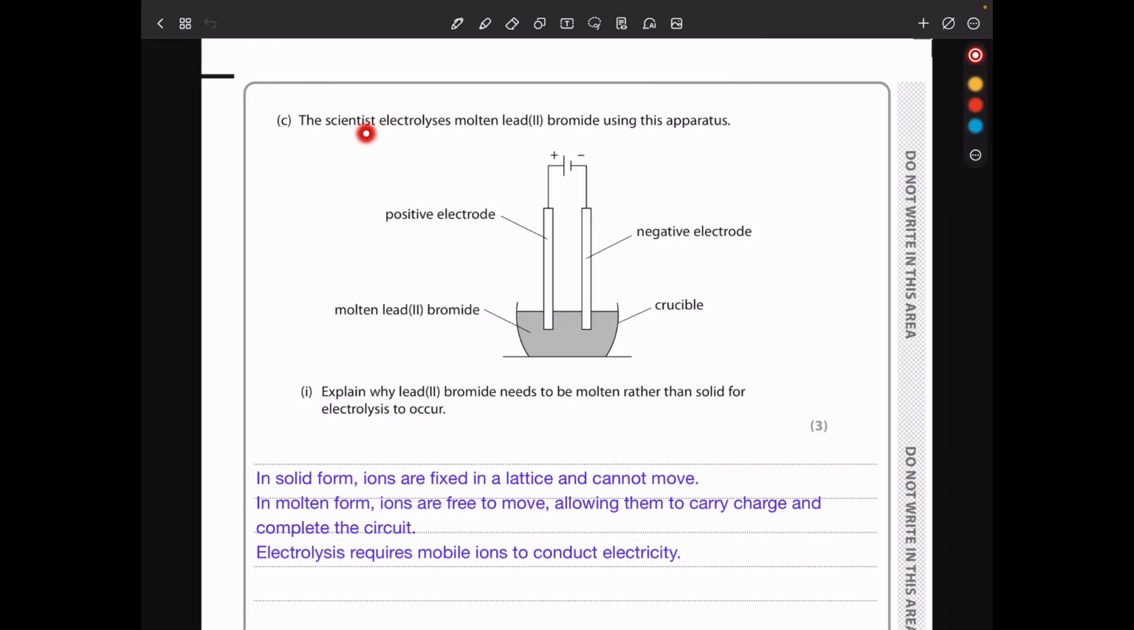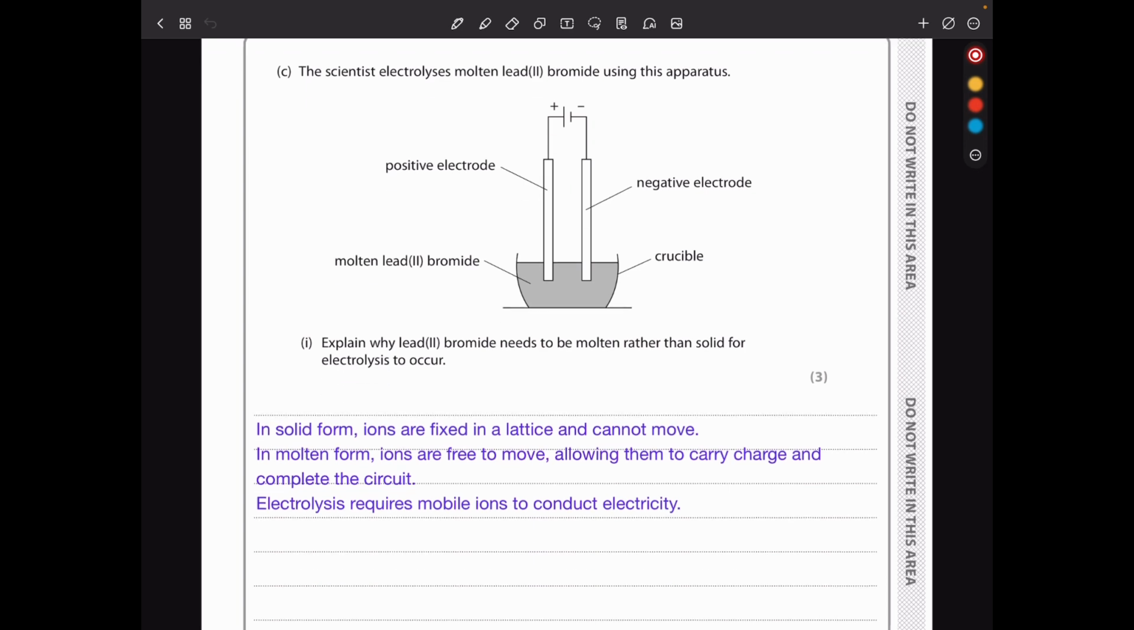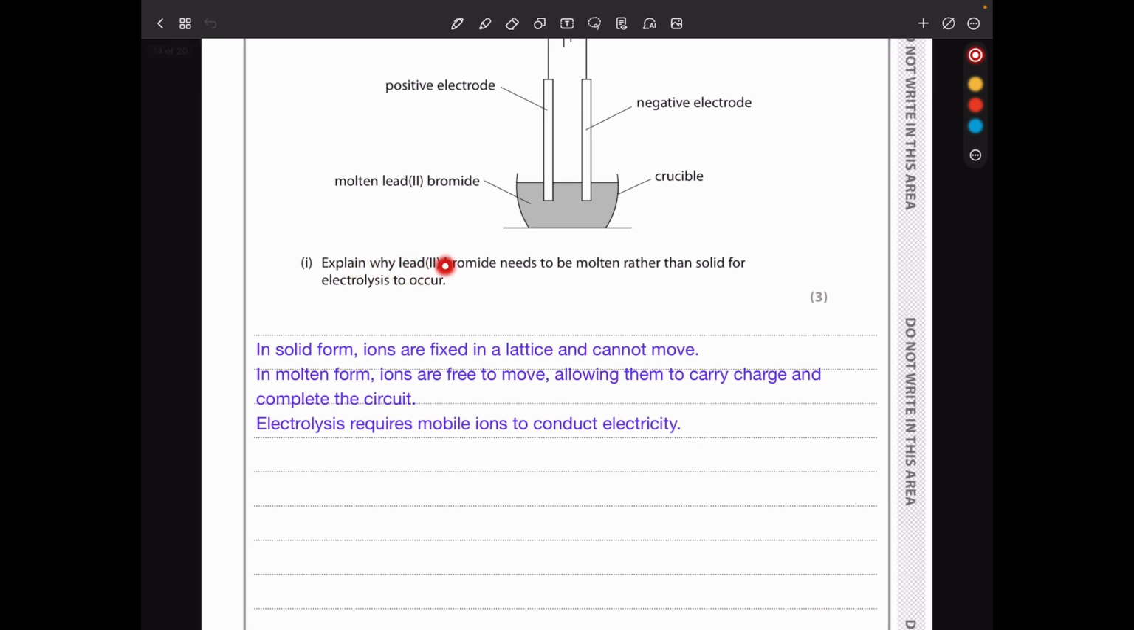Part C, the scientist electrolyzes molten lithium bromide using this apparatus. We can see the positive electrode, the negative electrode, and the electrolyte. This is not a solution, it's just molten lithium bromide. This explains why lithium bromide needs to be molten rather than solid for electrolysis.